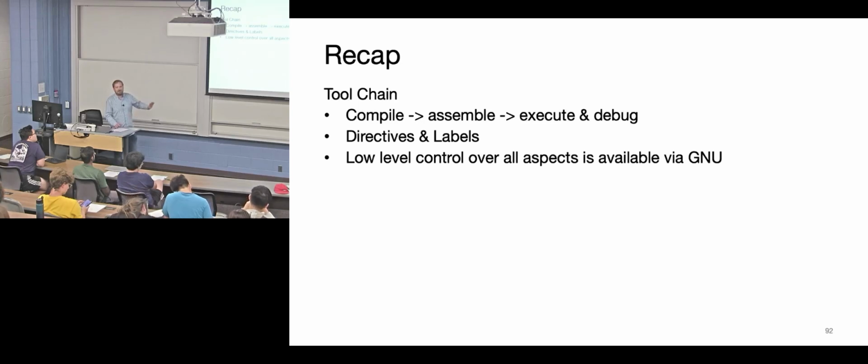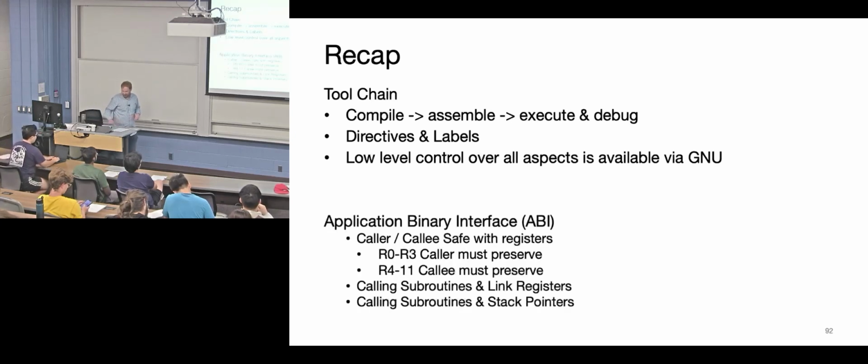And then just keep in the back of your mind, 5 years from now you're at some weird startup doing something and you want real control over your assembly or over how your files are managed on your MCU. The GNU toolpath is the way to go. And the application binary interface, the things we really care about here are which registers are callee safe, how the link register is used, and how the stack pointer is used. All right, with that, we'll end.